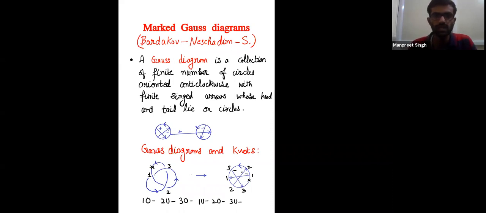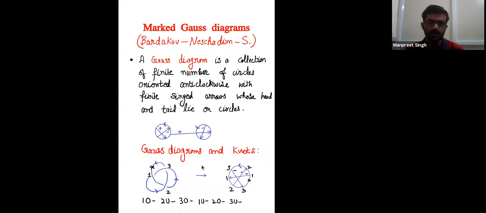Now I will move to our third work, on ghost diagrams. This work is in collaboration with Professor Valery Bardakov and Professor Mikhail Neshchadim. By a ghost diagram, we mean a finite number of circles oriented anti-clockwise with finitely many signed arrows whose head and tail lie on the circles. Here is an example. We have two circles oriented anti-clockwise, and these are some arrows with some signs.